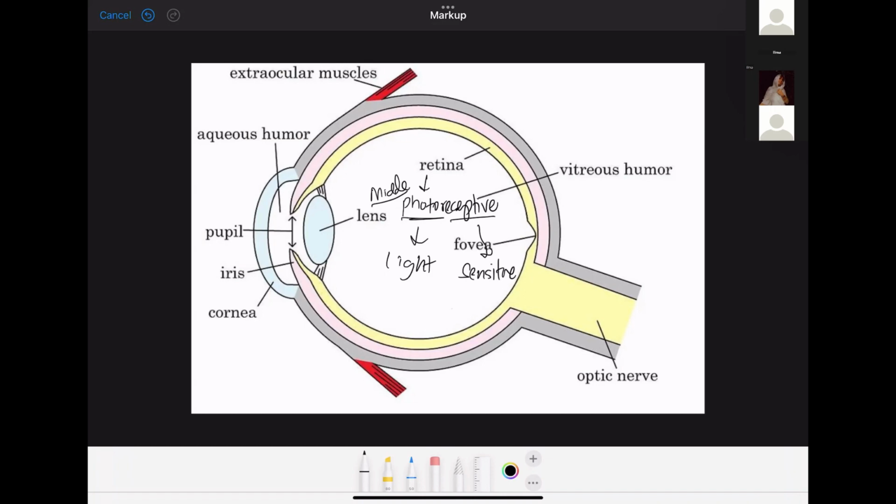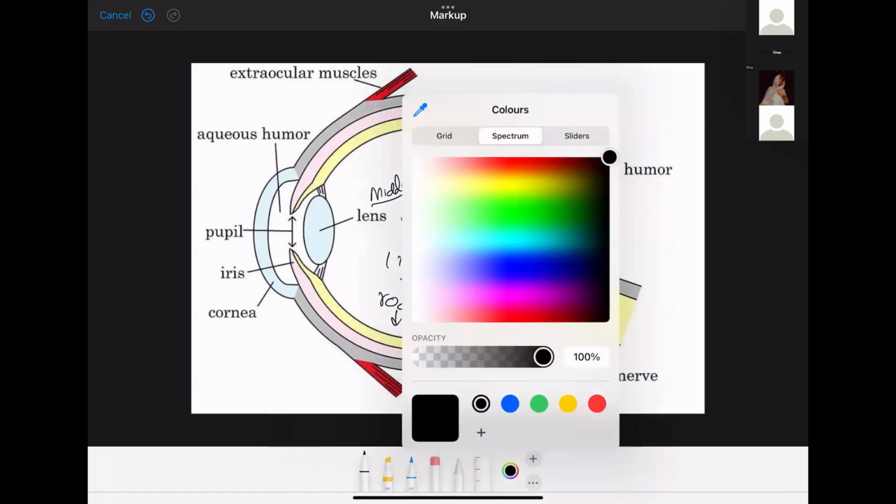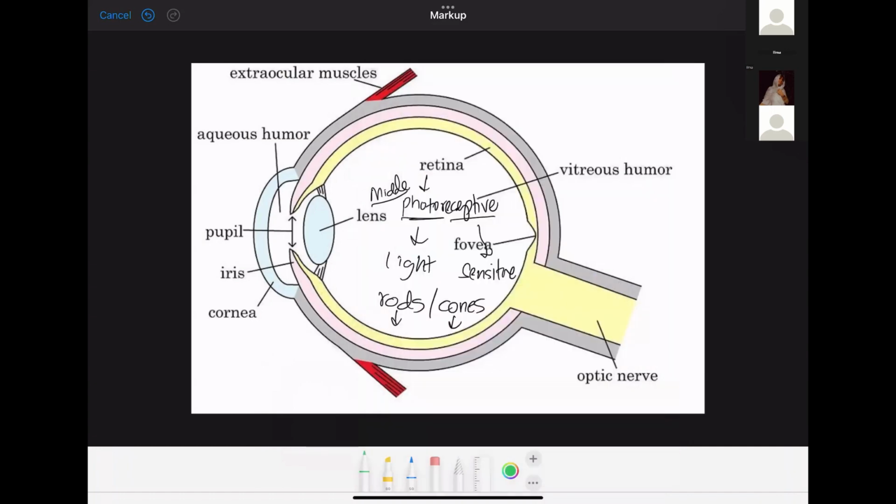What are these light sensitive cells? They are the rods and cones. These are the two light sensitive cells. What's the function of rods and cones? Again, use the word itself. Cone starts with the letter C, so that means it helps in color. Rod is just black and white vision. This is how you remember it.